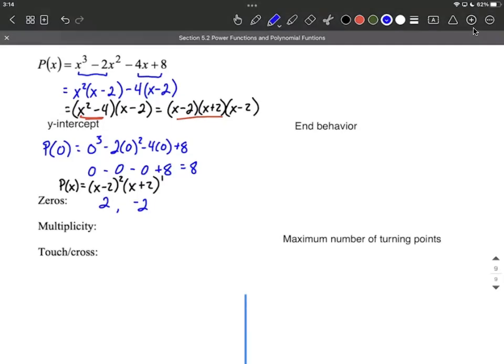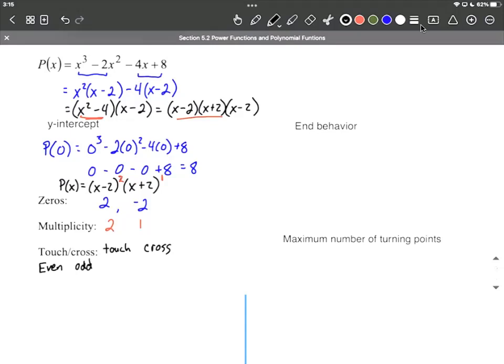All right, next, their multiplicities are going to come from what exponent each one of these factors is raised to. So the positive 2 for a 0 has a multiplicity of positive 2, and the negative 2 has an exponent of 1, so it has a multiplicity of 1. Now, as far as figuring out do they touch or cross, even multiplicities touch, and odd multiplicities cross. So the first one, we had an even multiplicity, so we'd say that one touches. And the 1, that's an odd number, so we'd say it crosses.